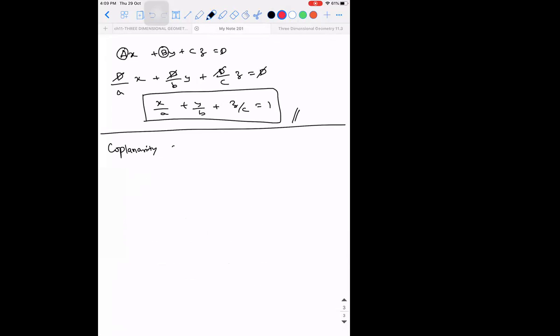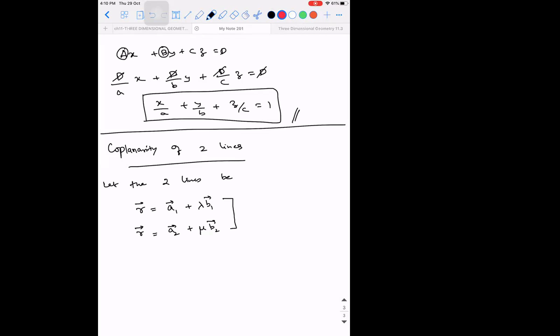Coplanarity of two lines. Coplanarity means same plane. Let the two lines be R equal to A1 vector plus lambda times B1 vector. This is the general equation. Similarly, R vector will be equal to A2 vector plus mu times B2 vector.